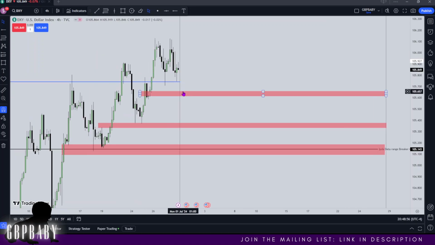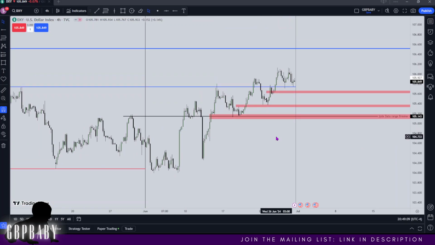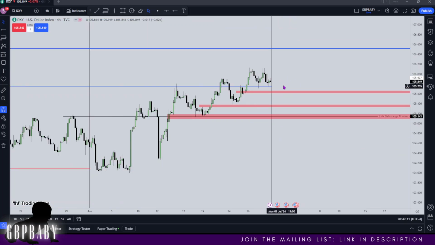For example, once we get down here, if it gives way, then it's likely we're going to go to the next one. If that gives way, then it's likely we're going to go to the breaker, and that's where I'd start thinking about looking for support. If we trade through it, then we may be way more bearish than I expected, and it's not ideal, but it's just interesting to have these available to us.